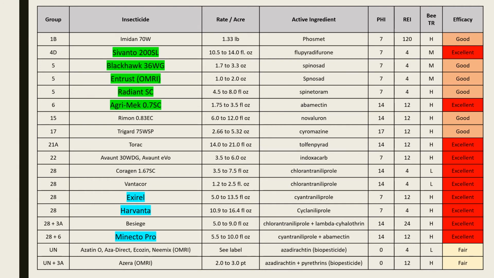So there are a lot of different other types of insecticides besides the diamides, such as Savanto, Black Hawk, Radiant, Agrimec, Torac, and also, although those are diamides, Exirel, Harvanta, and Minecto Pro have a different active ingredient, and hopefully there is no cross resistance yet, if there is even any resistance to the diamide.